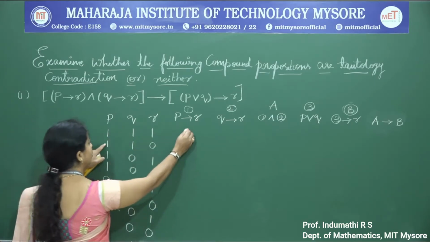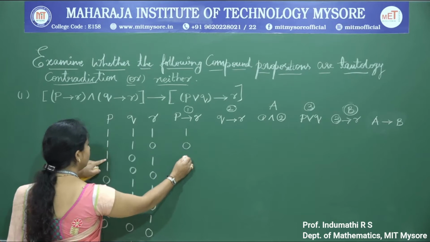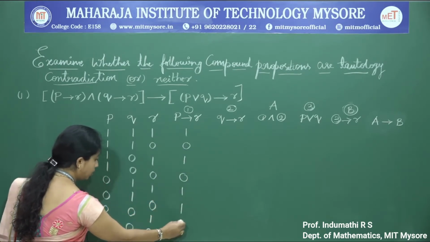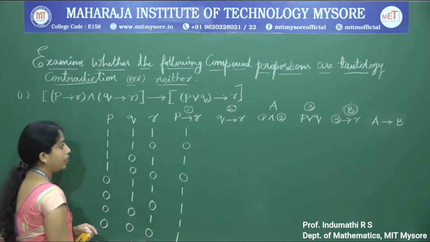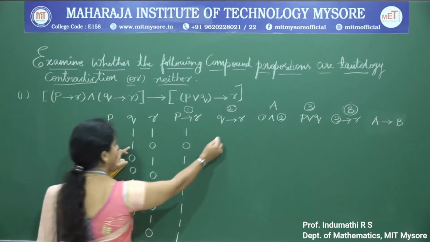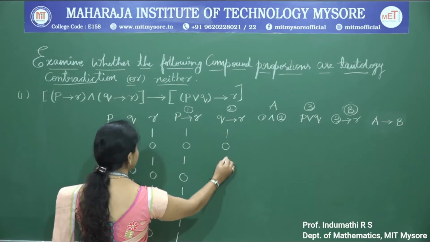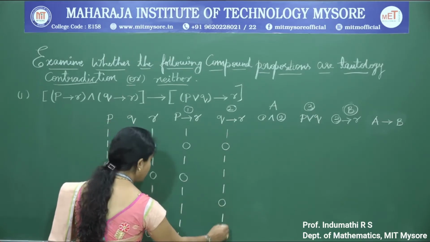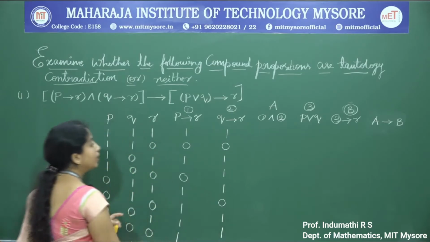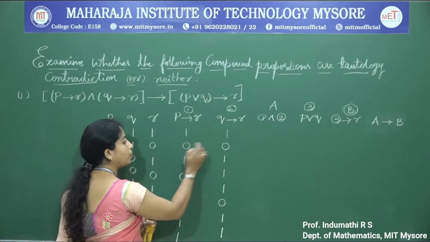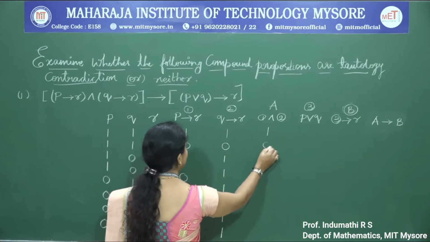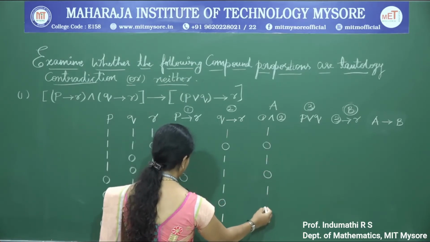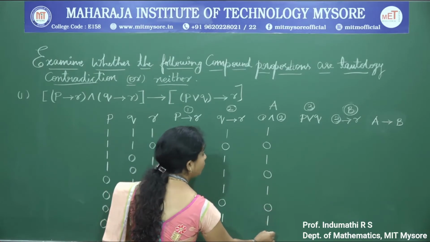P conditional R. That is 1 1 1 0 1 1 1 0 0 1 0 0 0 1 0 0. Next is Q conditional R. That is 1 1 1 0 0 1 0 0 1 1 1 0 0 1 0 0. Then the conjunction of these two compound propositions. That is 1 1 is 1. The remaining terms will be 0 1 again 0 1 1.